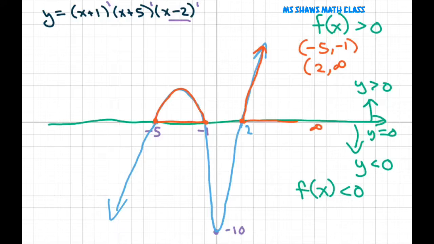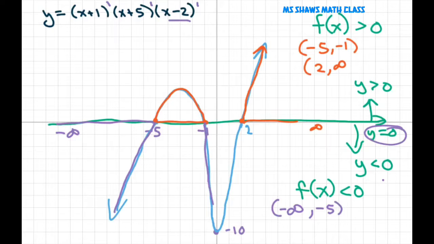Now where's the graph below the y equals 0? Well, it's going to be here. So that's negative infinity. So you start here. You're looking at your x values. Negative infinity to -5. And then here from -1 to 2. So this portion here. -1 to 2. And that's it.